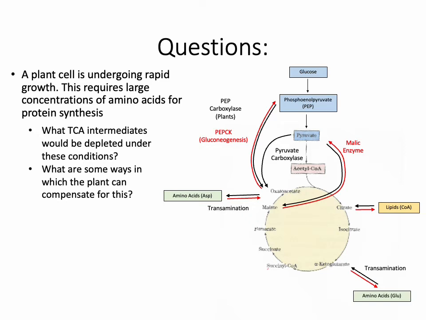Having learned the anaplerotic pathway, we can start applying it to answer some questions. An example of which is shown over here. In this question, we are given a plant cell which is undergoing rapid growth. Under these conditions, the cell requires large concentrations of amino acids for protein synthesis. This question asks what citric acid cycle intermediates would be depleted under these conditions, and what are some ways in which the plant can compensate for this. I'll give you a few minutes to think about this question, and then we'll go over a response.